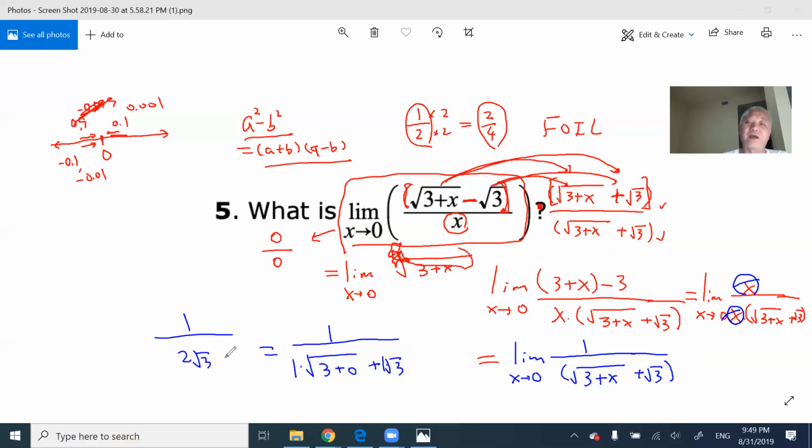But we need to simplify because mathematicians always like the denominator with no radical sign. So we times this one by square root 3. We times this one by square root 3. You will get square root 3 over this one equals 3. Times by 2 is 6. So this is the answer.